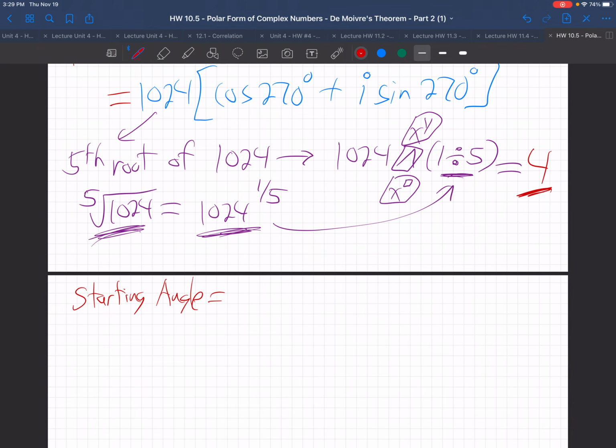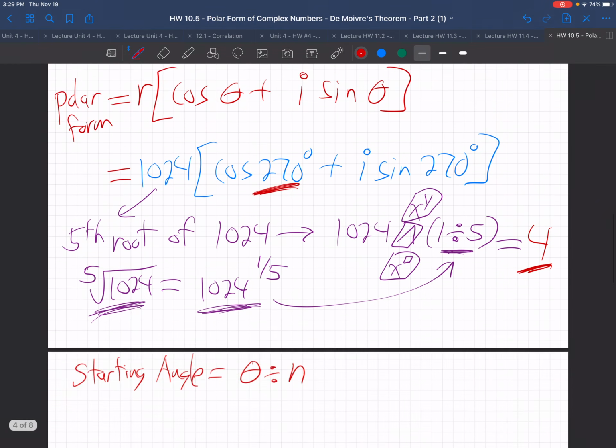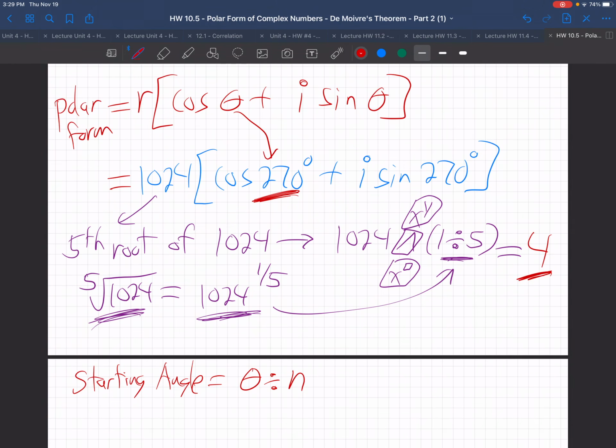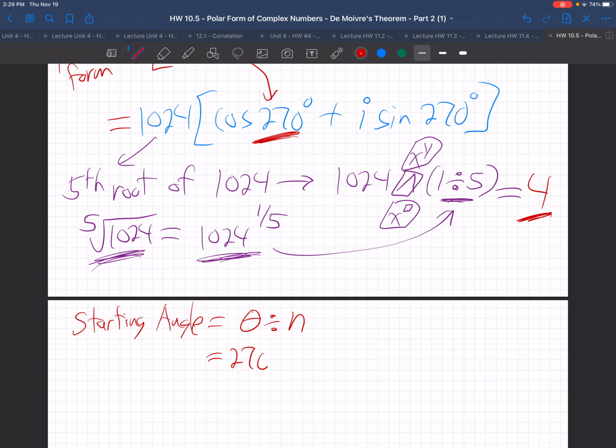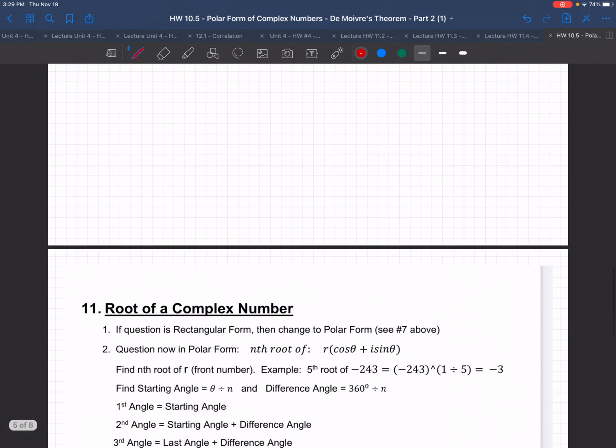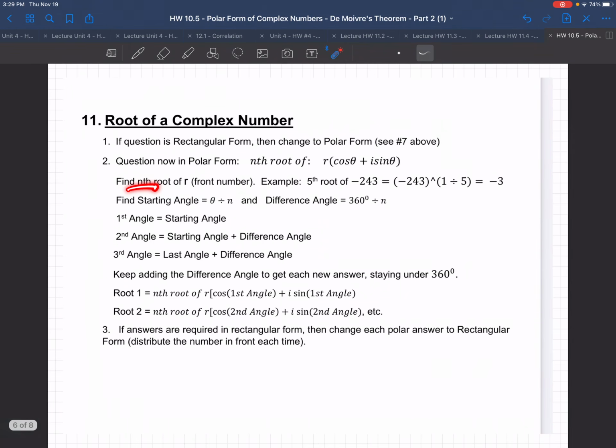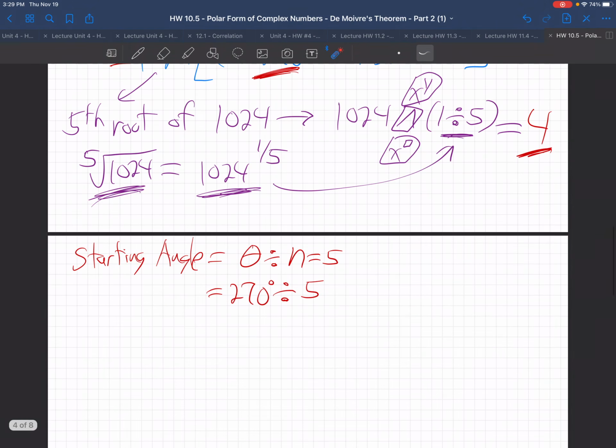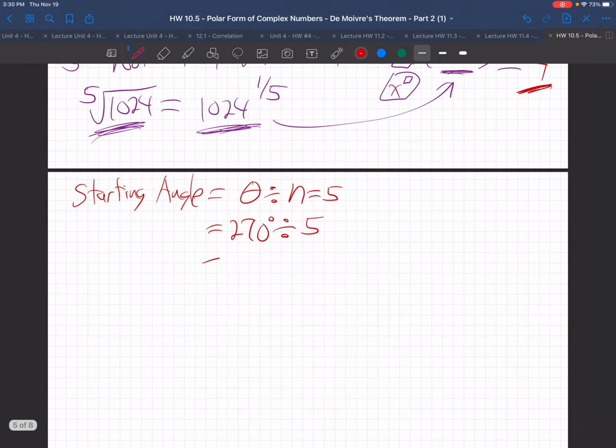Starting angle, theta divided by n. What's our theta? 270. That's our theta right there, right? See theta? 270. So we're going to take 270 degrees divided by n. What's n? n is 5. n is the root you're doing, right? In this problem right here, we're doing the fifth root. So dividing by 5, it gives you, I think it's 54 degrees. Yep, 54 degrees. That's the starting angle, 54.